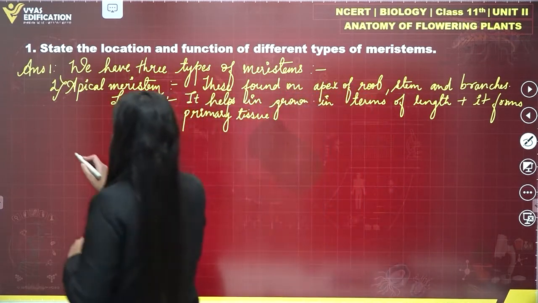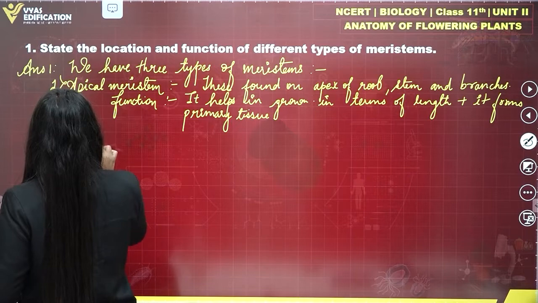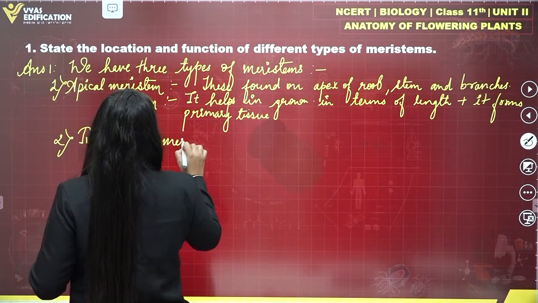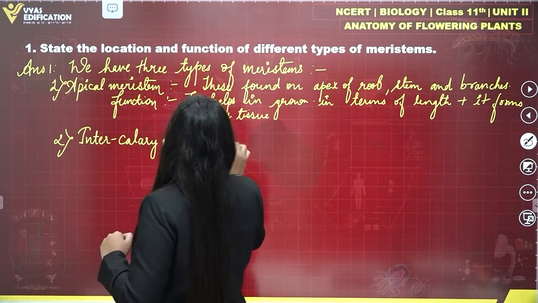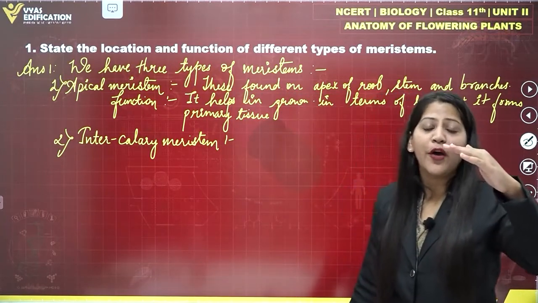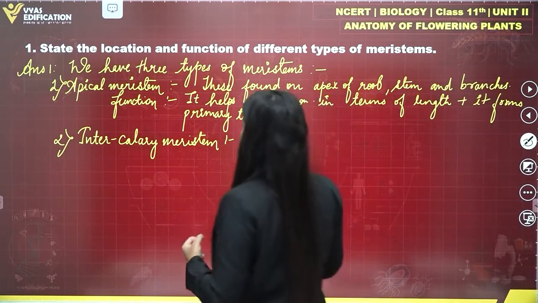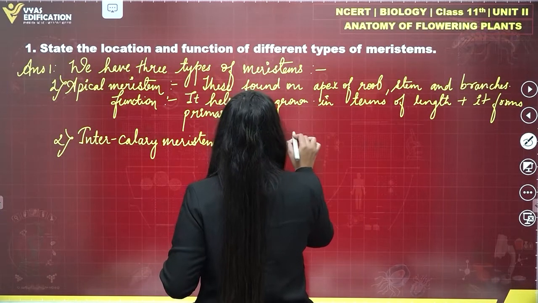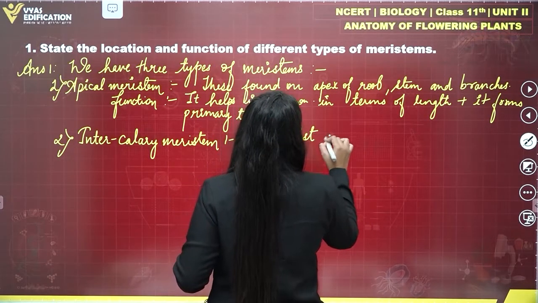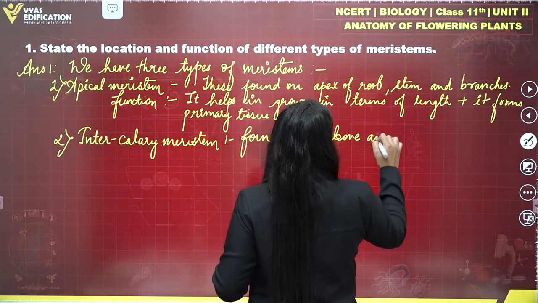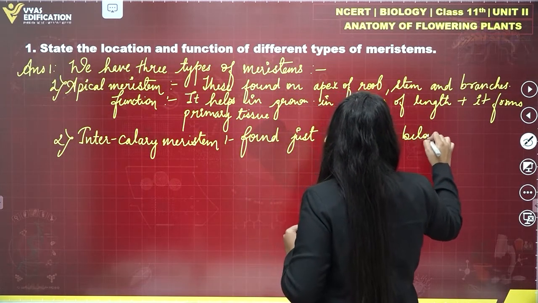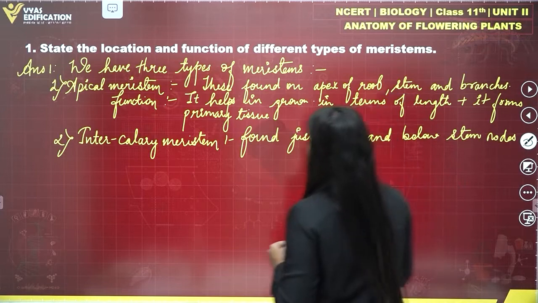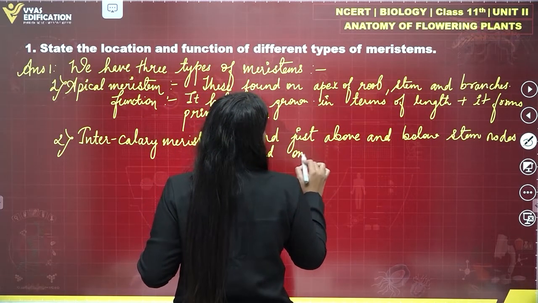Let's come towards the next meristem, that is intercalary meristem. This is the second type of meristem we have, and it is found just above and below stem nodes and on the basis of leaves. So intercalary meristem is found just above and below stem nodes and on leaf basis.